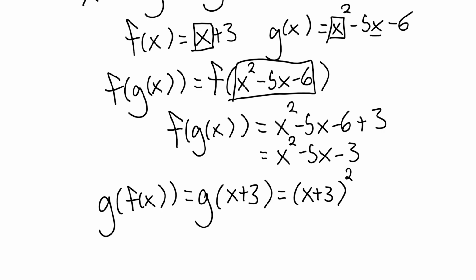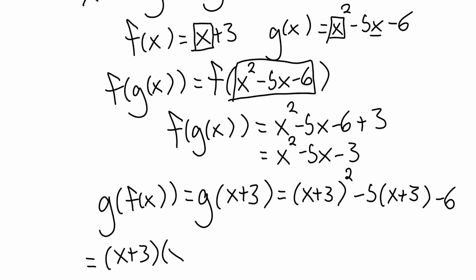And then there's a minus 5 times x, so now we're going to have minus 5 times x plus 3. Okay. Now we can go ahead and simplify this. x plus 3 squared is x plus 3 times x plus 3. We'll need the distributive property there. Minus 5 times x plus 3, minus 6.